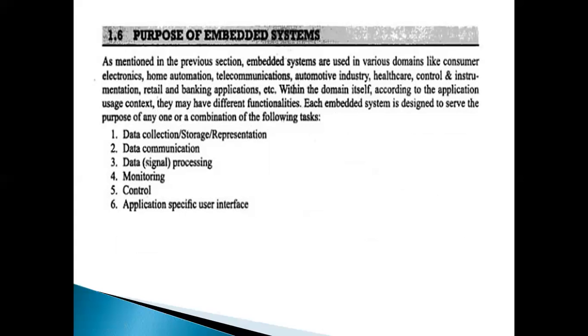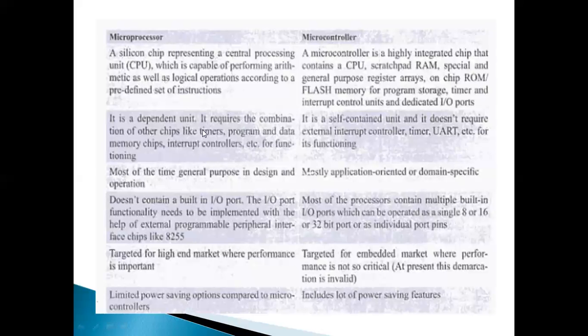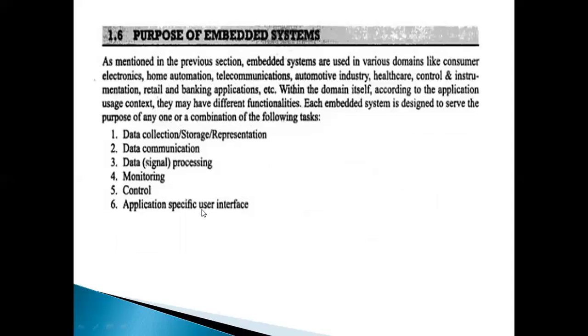Next, the purpose of the embedded system. Embedded system is mainly used for data collection, data communication, data processing, monitoring and control applications. So in data collection case, an example is a camera. It collects the data, pictures, and converts this to digital form and stores that information. And in data communication, like your network routers, switches, it will accept the data and forward the data.